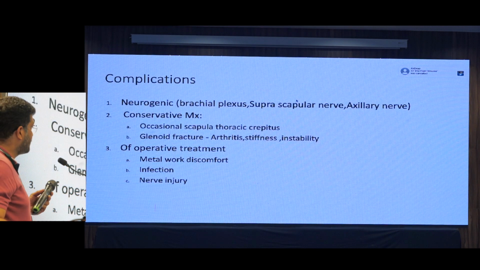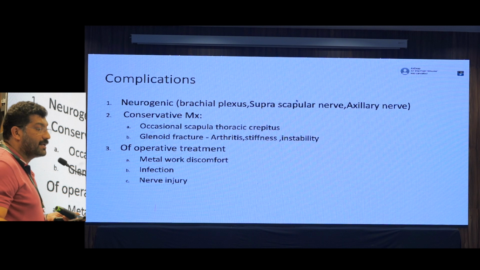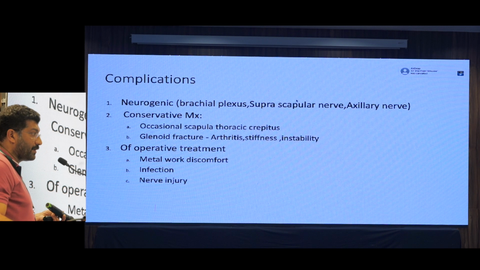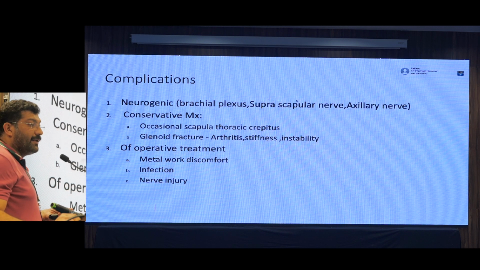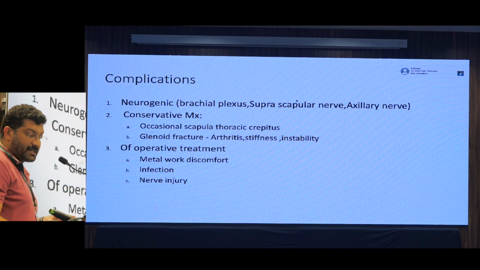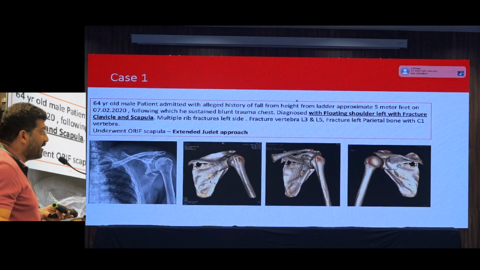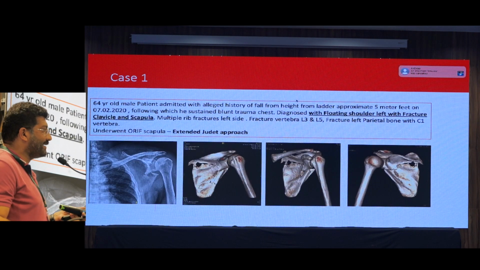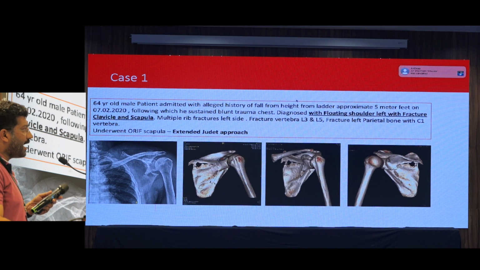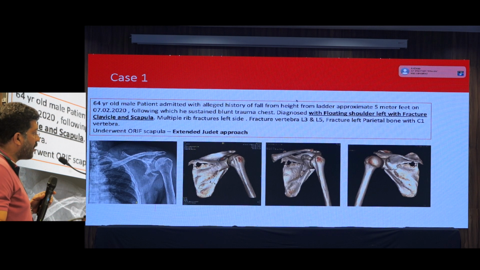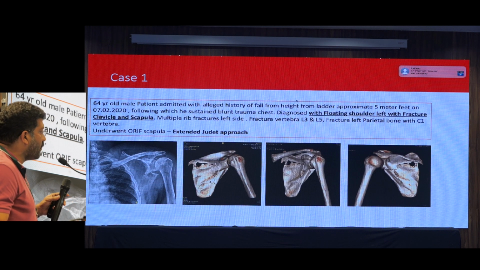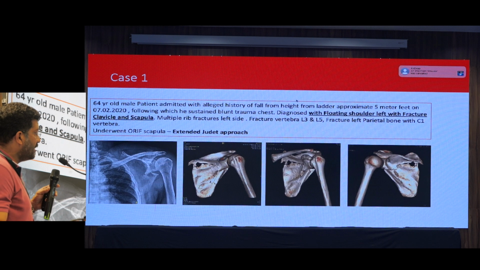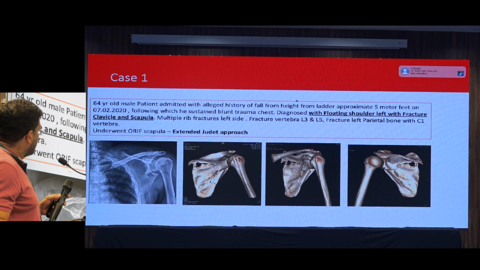So complications, after putting all this, there is a chance of complications like neurogenic, brachial plexus injury, suprascapular nerve, axillary nerve. Then the metal work discomfort, infection and nerve injury. So whenever you put an implant, everybody says there is a high chance of infection, so don't do it. But if you have a good theatre setup, you can always operate. You have to take all the means you should have while you are operating, so you should have a good CT scan and all the parameters needed if it is there to operate.